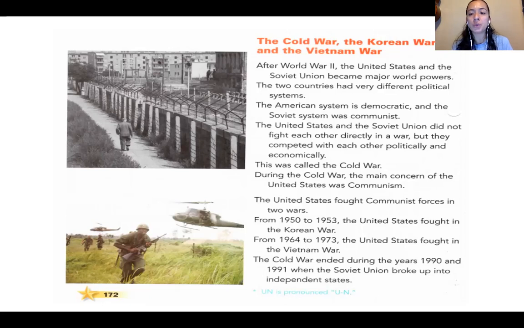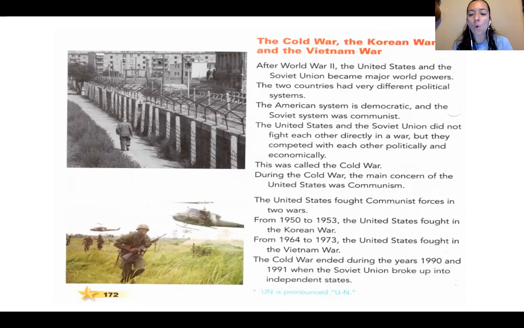After World War II, the United States and the Soviet Union became major world powers. The two countries had very different political systems. The American system is democratic, and the Soviet system was communist. The United States and the Soviet Union did not fight each other directly in a war, but they competed with each other politically and economically. This was called the Cold War.